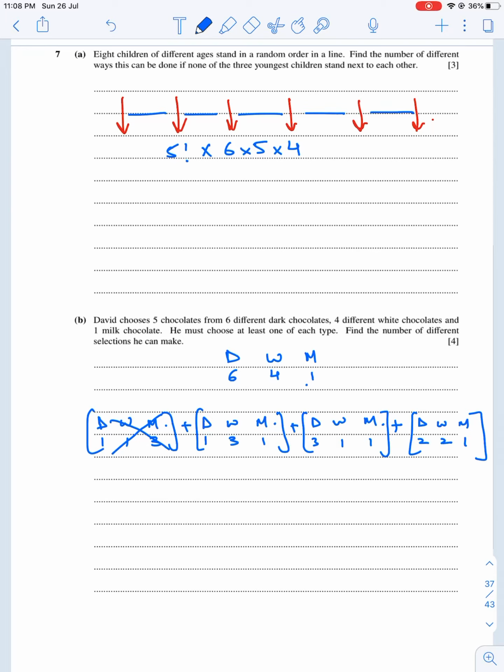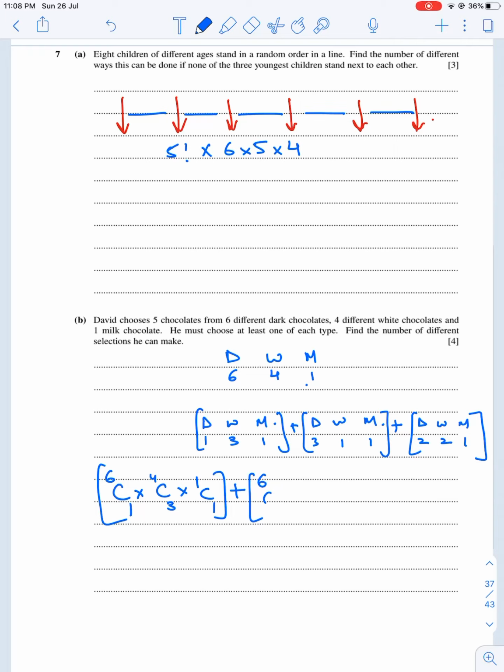Okay, let's figure out the answer now. You want 1 dark chocolate out of the 6. I'm looking at this one. So 1 dark chocolate out of 6, so 6C1, 3 white chocolates out of 4 and 1 milk chocolate out of 1. This is the first one.